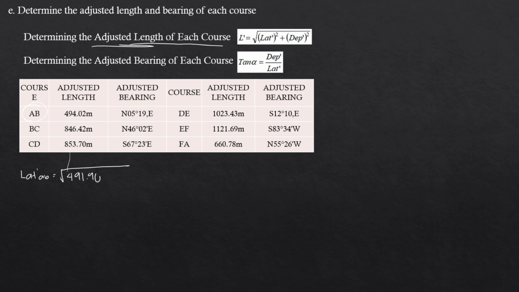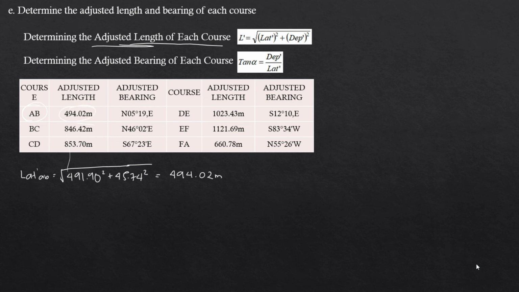491.90. Check nyo yung modules para makasunod. Plus, ilan yung adjusted departure natin? 45.74 square. So, ilan to? So, is equal to 494.02 meters. So, ito na siya.